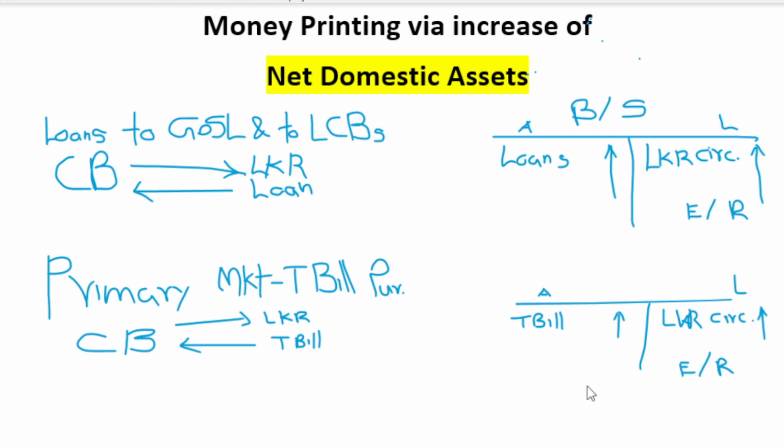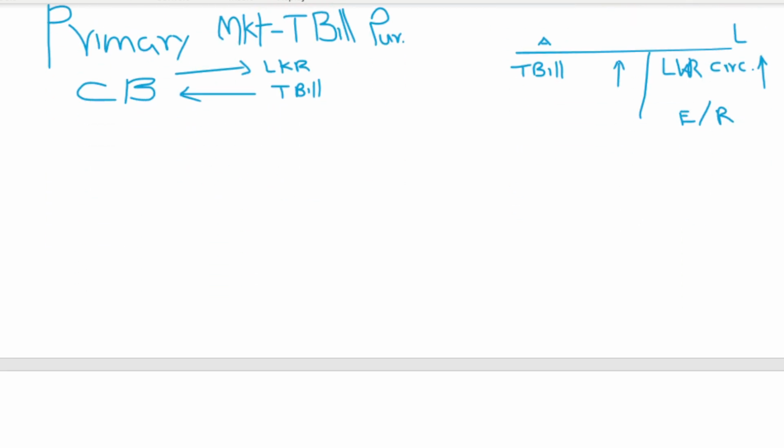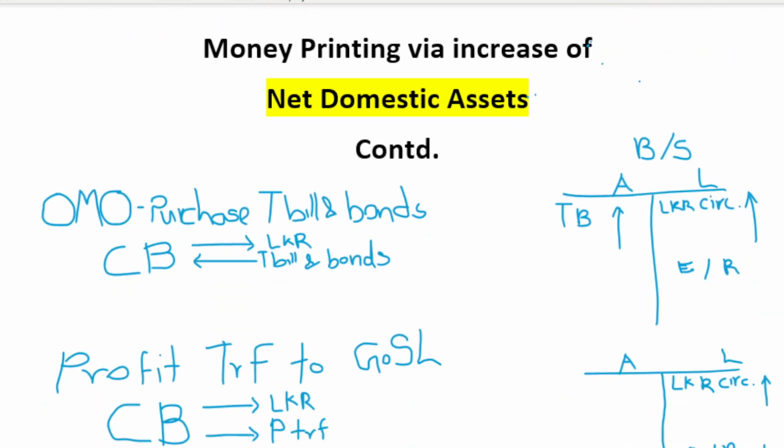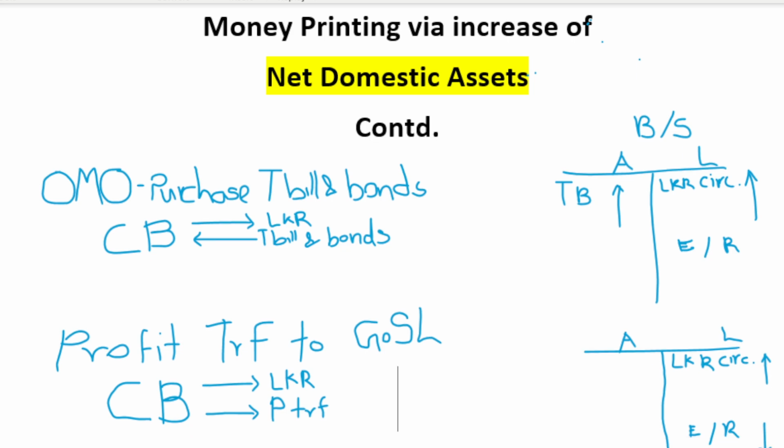Finally, profit distributions of central bank to the government also results in new money issuances to the economy as well. These could be depicted in this manner.